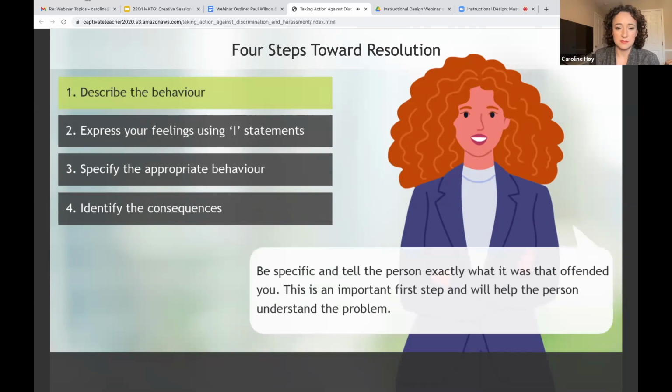Describe the behavior. Be specific and tell the person exactly what it was that offended you. This is an important first step and will help the person understand the problem.